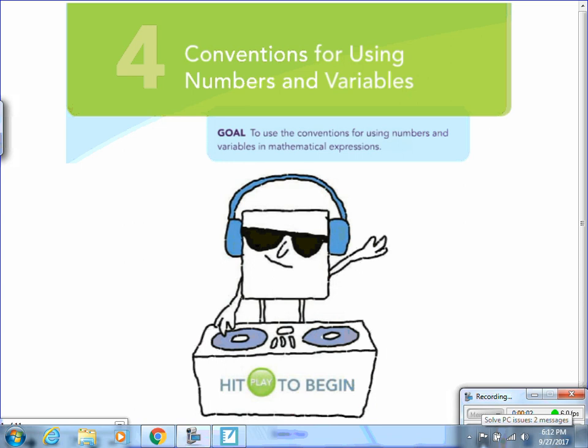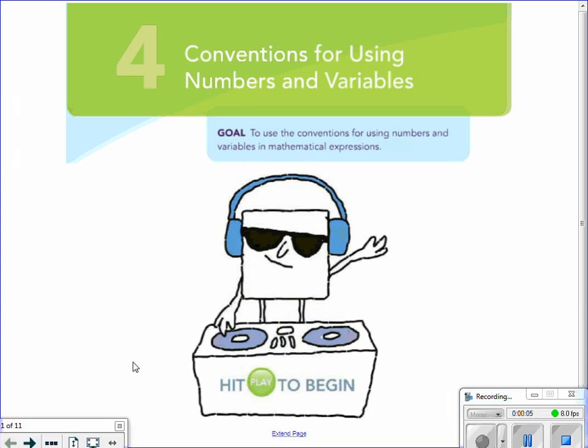Okay, today we're going to talk about some conventions for using numbers and variables. The conventions, they're not really rules, they're not a law or anything like that, but they're just agreed upon ways of doing things so that everybody does it the same way and there's not confusion.